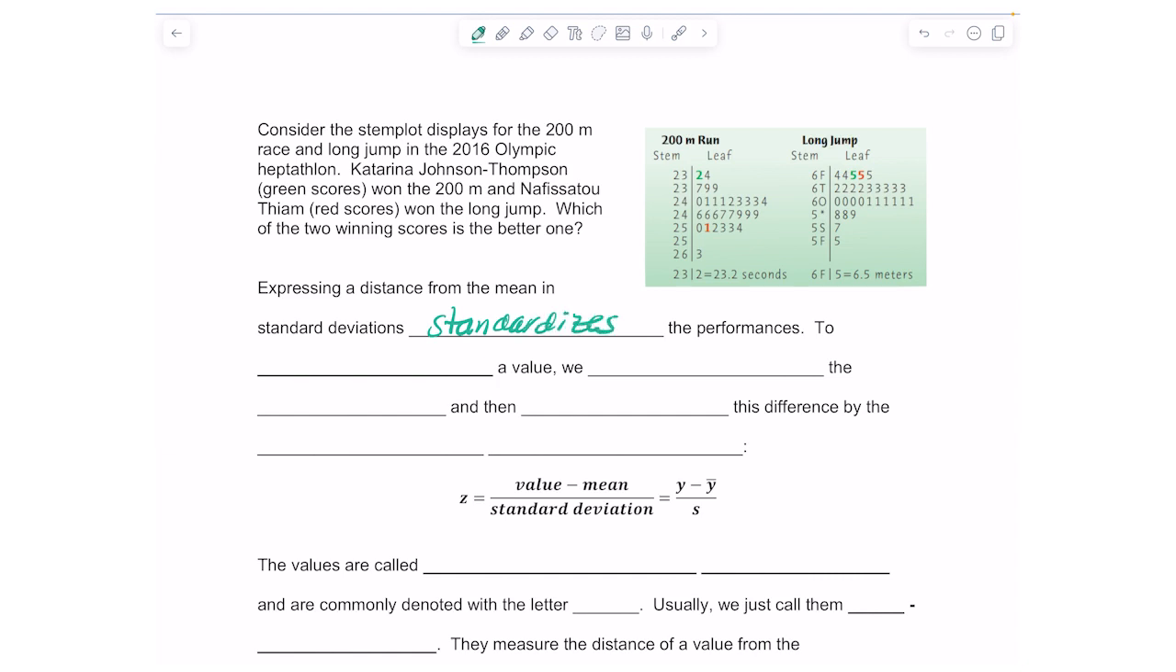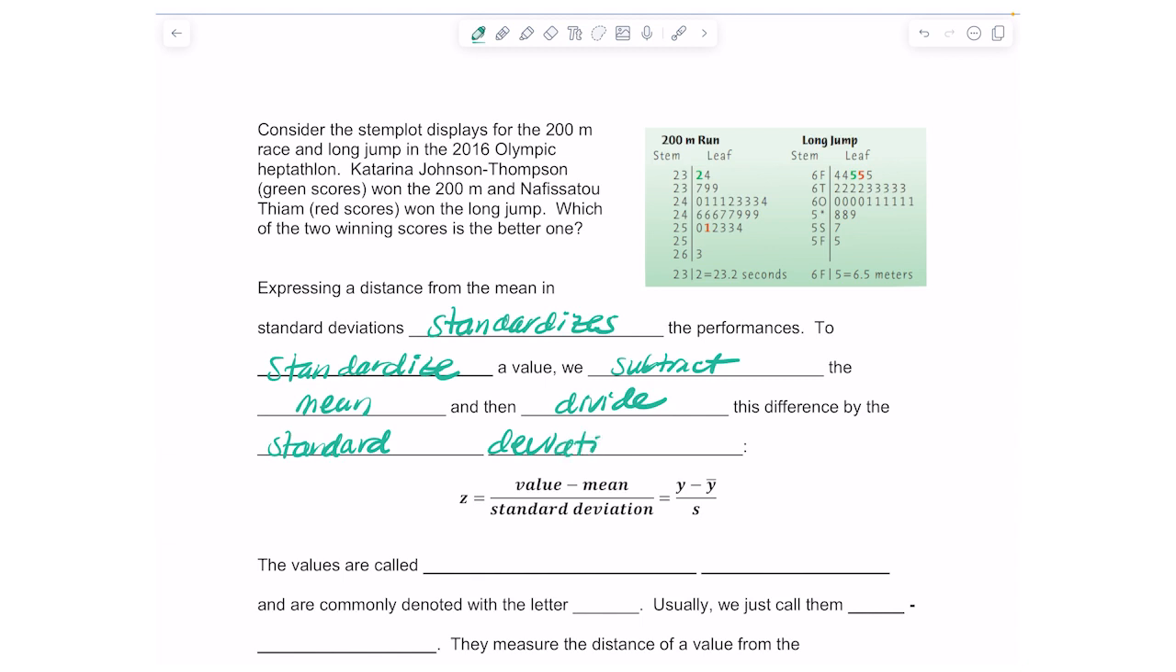You may have heard of standardized test scores. The SAT is considered a standardized test. Your score is being compared to others who took the same test. To standardize, what we do is subtract the mean, and then we divide this difference by the standard deviation, which we're familiar with at this point.